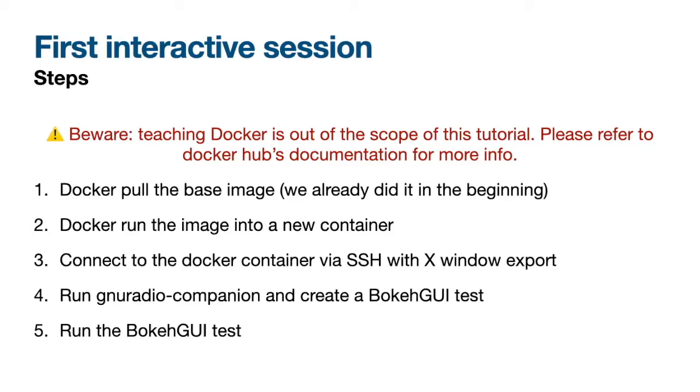Second is we're going to run the Docker image into a new container on your local computer. Then we're going to connect to a Docker container using an SSH connection with X-Window export. Then we're going to run GNU Radio Companion and we're going to create a Bokeh GUI test. And then we're going to run this Bokeh GUI test and have the Bokeh GUI interface running on the browser.